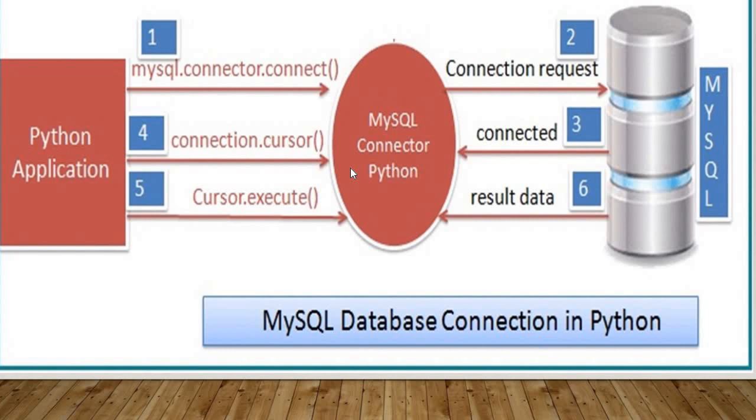So in short, I'll just explain this. This is a Python application. First of all, a connection request is made. This function is used to request the connection. Once the connection is done, we have to create a cursor, and the cursor is created when it is connected. Once the cursor is created, then we will execute the query, and finally you will get the result. So in this way, MySQL and Python connectivity works.